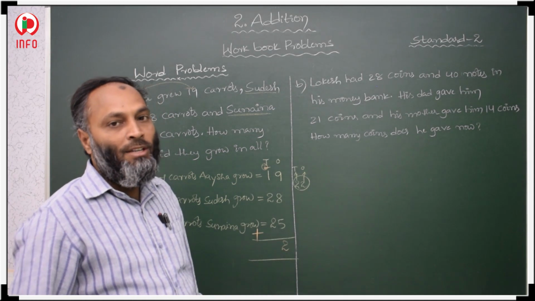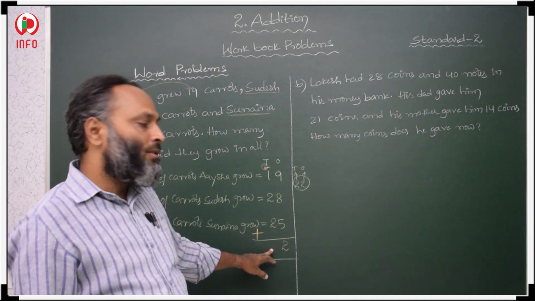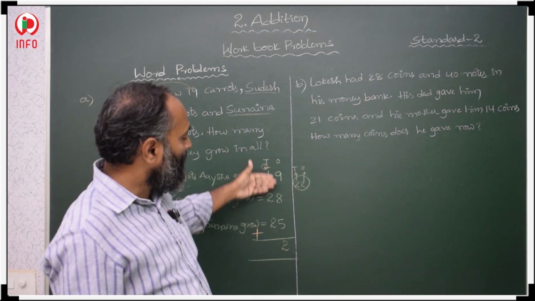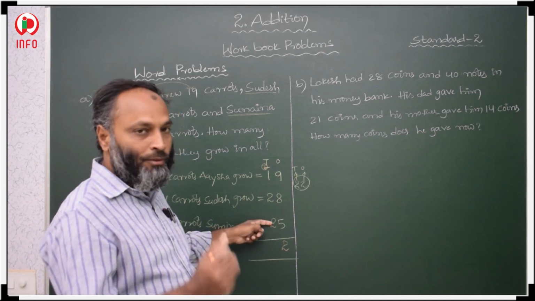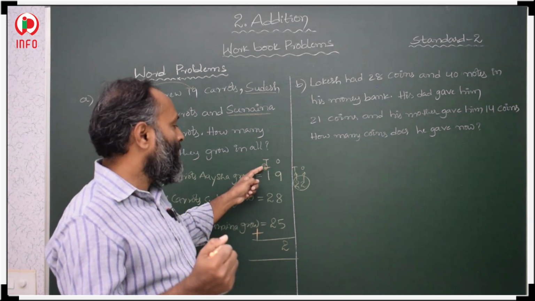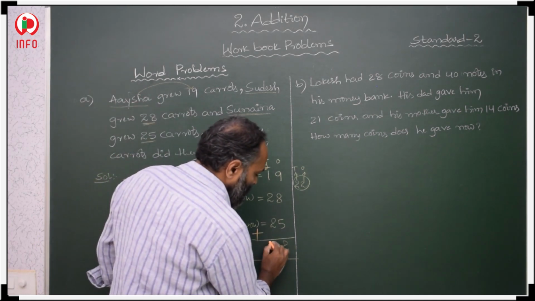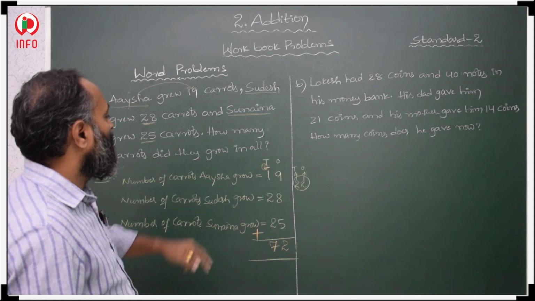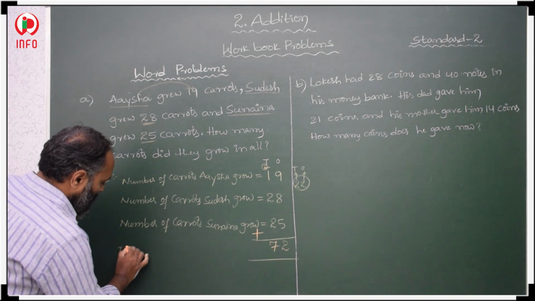If the order of the addends changes, then what happens? Nothing happens to the sum. So it is your wish. If you want to add from top to bottom or bottom to top, that is your wish. Now 2 plus 2, 2, 3, 4. 4 plus 1, 5. 5 plus 2, 6, 7. Answer is 7. Then total how many carrots all the 3 grew? 72.